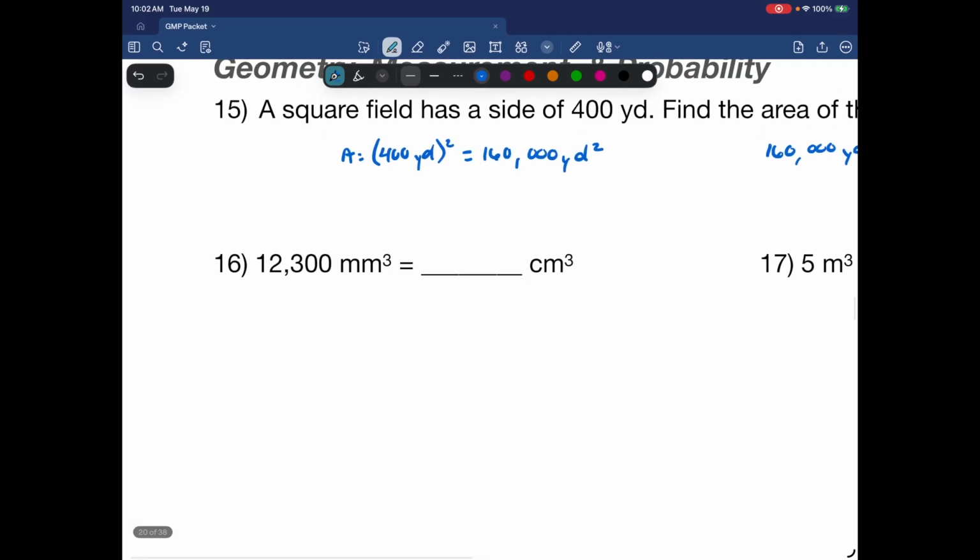Okay, here you get 12,300 millimeters squared, and a centimeter is 10 times more than a millimeter. So there are 10 millimeters in a centimeter. So 1/10 centimeters, and you cube that, and you get 12.3.